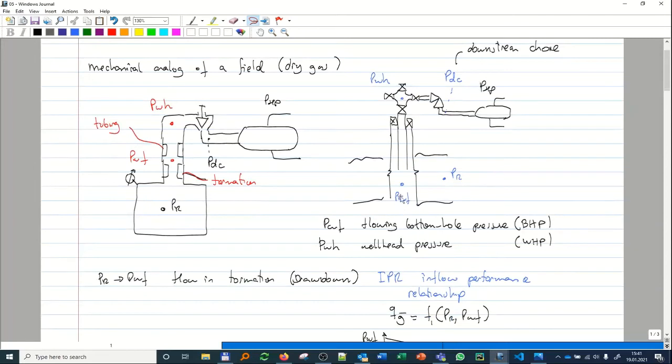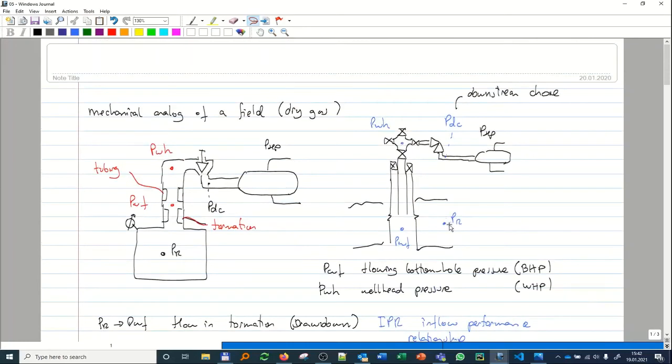So first, the flowing bottom hole pressure is sometimes abbreviated as BHP, but we prefer to use the SPE nomenclature, which is big P, small p, wf in subscript. But you can also see this tag in many simulators, bottom hole pressure. And then you have the flowing wellhead pressure, for which we use the small letter p and then subscript wh. But you can also see it used as WHP, wellhead pressure.